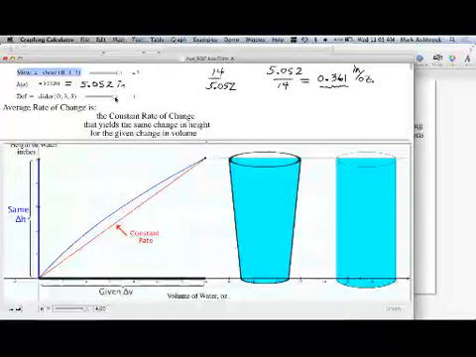So memorize that. And practice. So yeah, we're going for understanding, but at first you got to memorize that. Memorize it and say it over and over again and think about it every time. It's the average rate of change, the constant rate that yields the same change in height for the given change in volume. In this case, 0.361 inches per ounce. Okay, so now what about this?